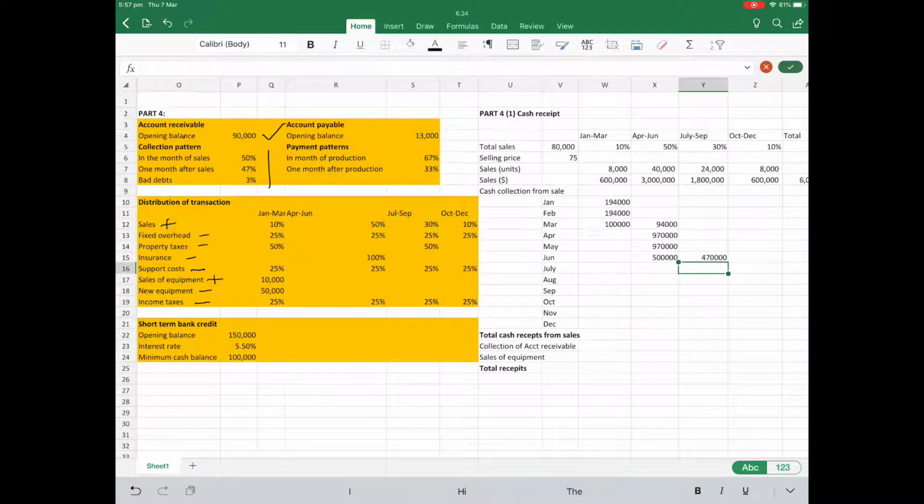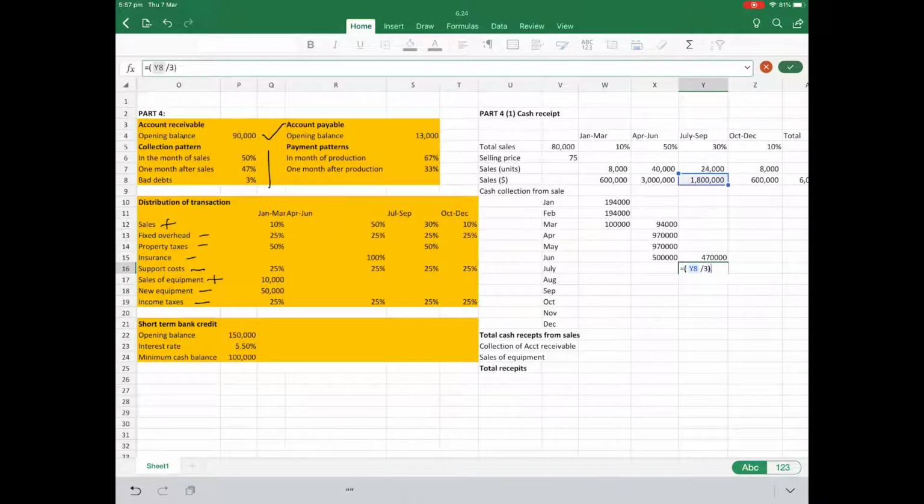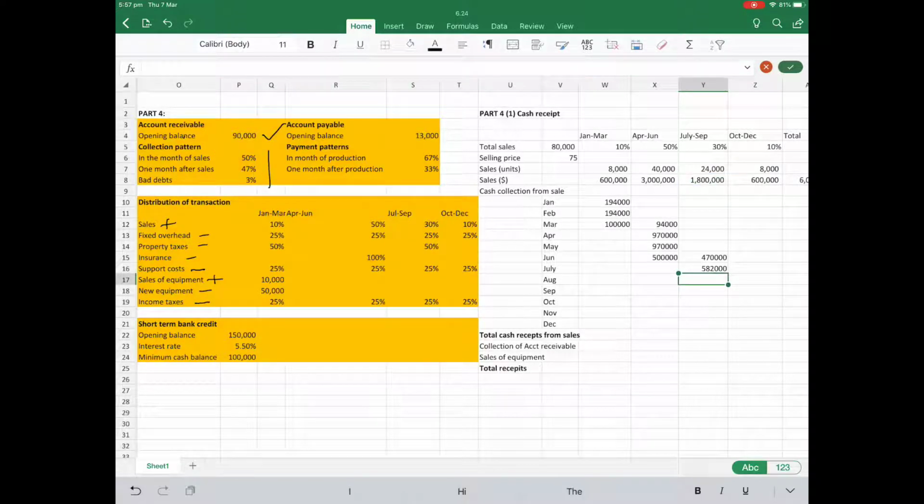Now July divided by 3 and times sum. Okay, for August, same thing. Collect everything in the same quarter. So you take this divided by 3 and times sum.